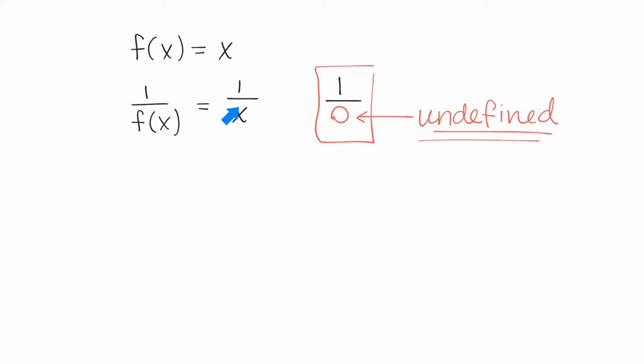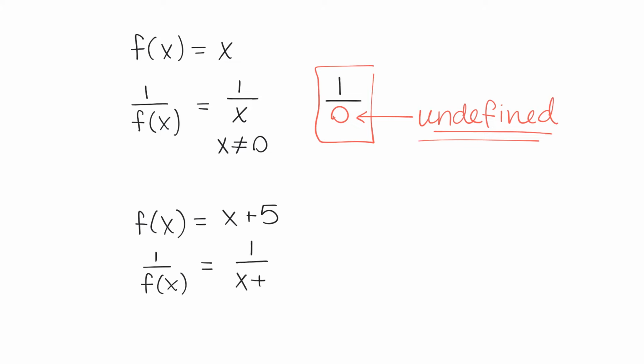So this reciprocal function, 1/x, is all good as long as x does not equal 0. That's because it creates an undefined value in the denominator. So you cannot have that. It's not graphable, it doesn't exist, it's not something we can have. Let's take that a step further. What if your original function is x + 5? So your reciprocal function, therefore, is 1/(x + 5).